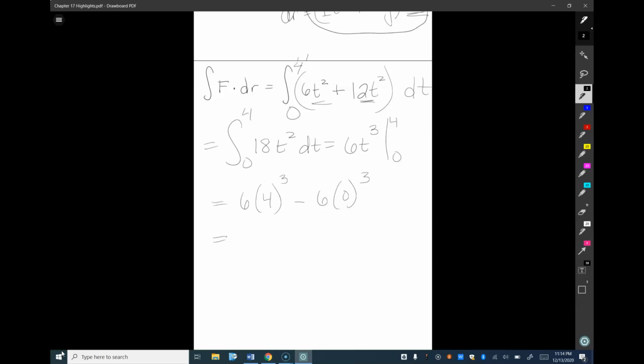4 cubed is 64. So we've got 6 times 64 here, which is 360 and 24, so 384. We were not given units for the F and the DR. We just know that this is work. It very well could be joules or anything, but we're not real concerned about that, but it's 384.